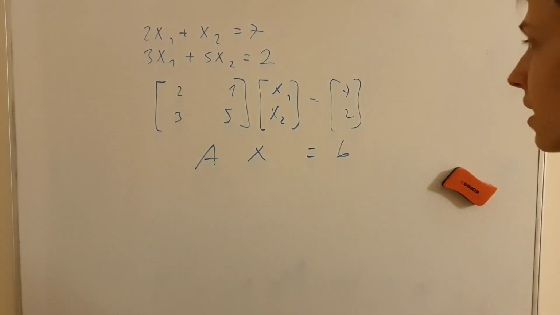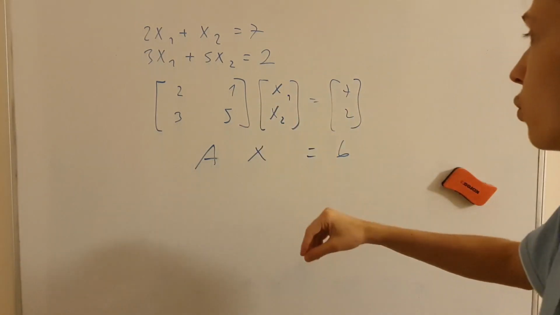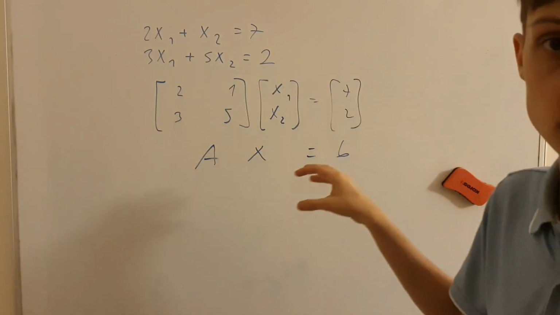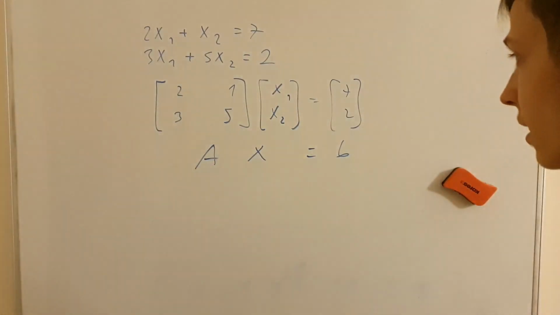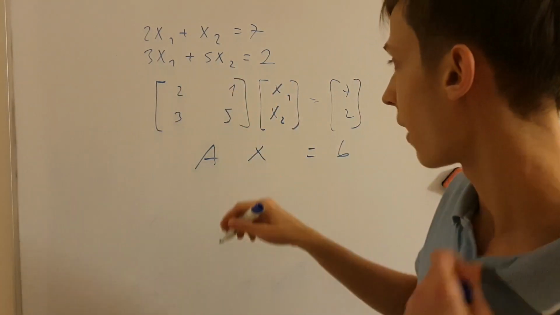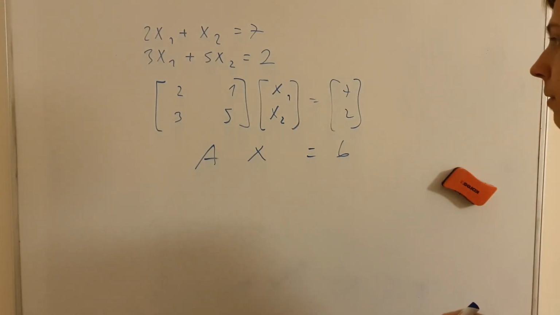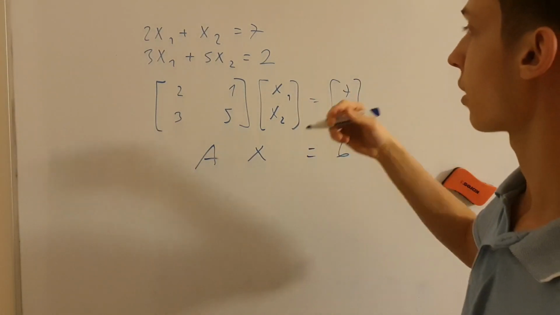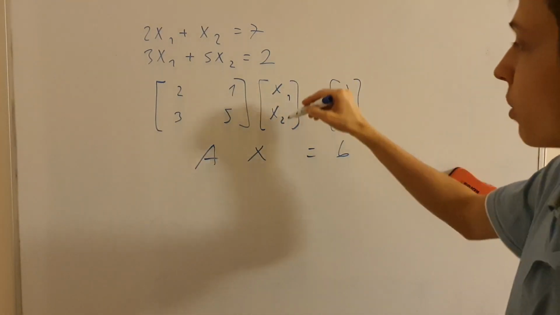So the basic idea here is that one can use the inverse to move around the matrix from the left side to the right side and the other way around. And the point is that here is this matrix 2, 1, 3, 5. Here is the x1, x2, and here is the 7, 2 vector, right? And the solution to this equation will be this vector. Namely, we want to evaluate x1 and x2.